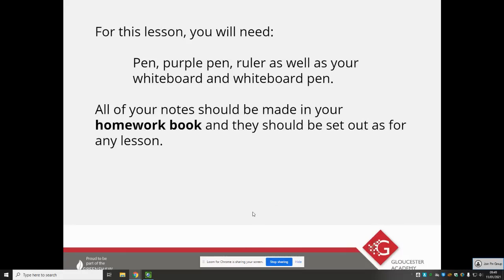Good morning and welcome to your science lesson. For this lesson you will need your usual equipment and a calculator. All of your notes should be made in your homework book and they should be set out as if you were in a lesson.